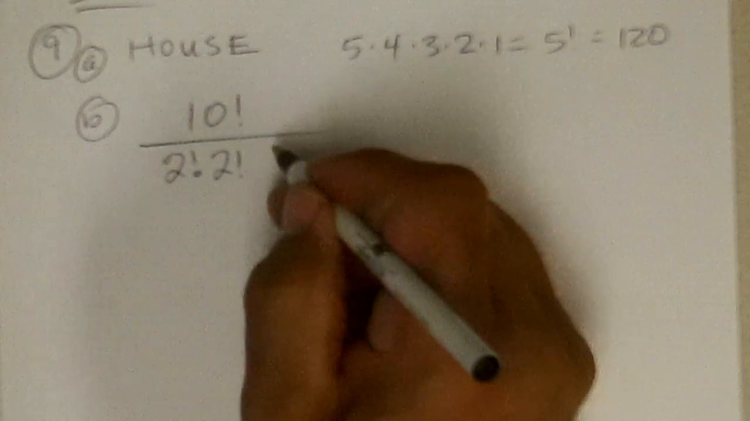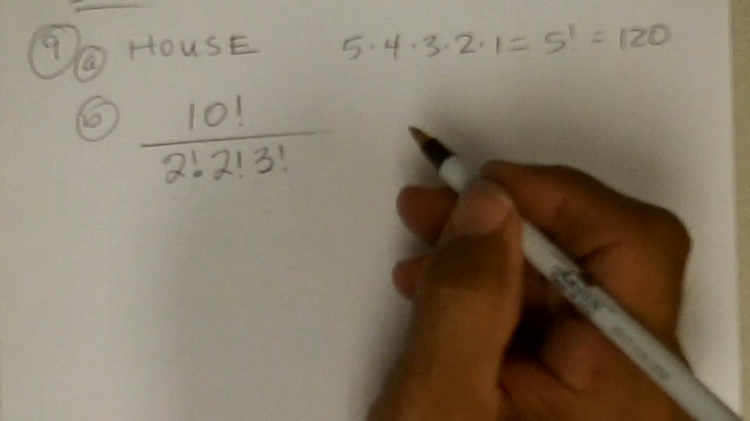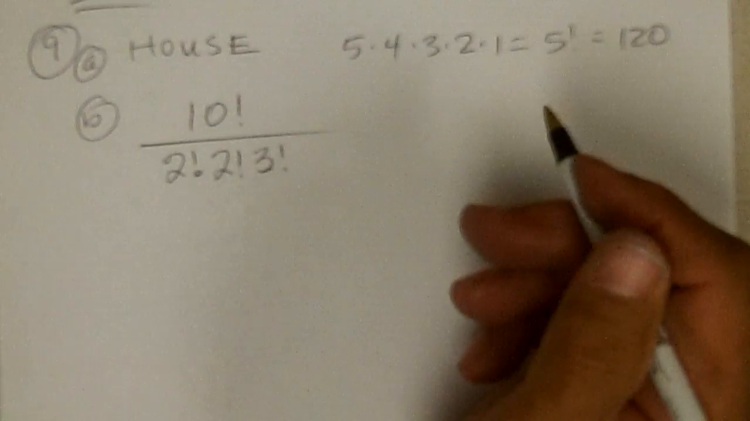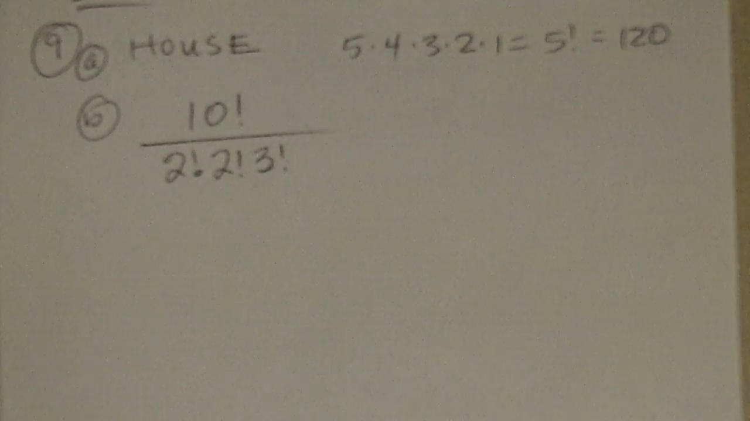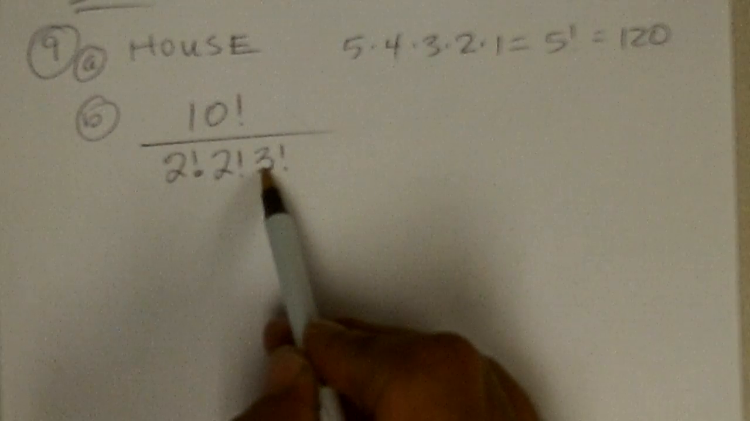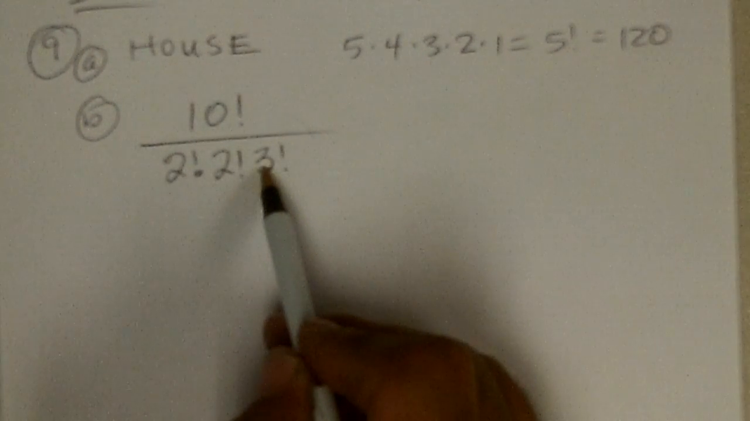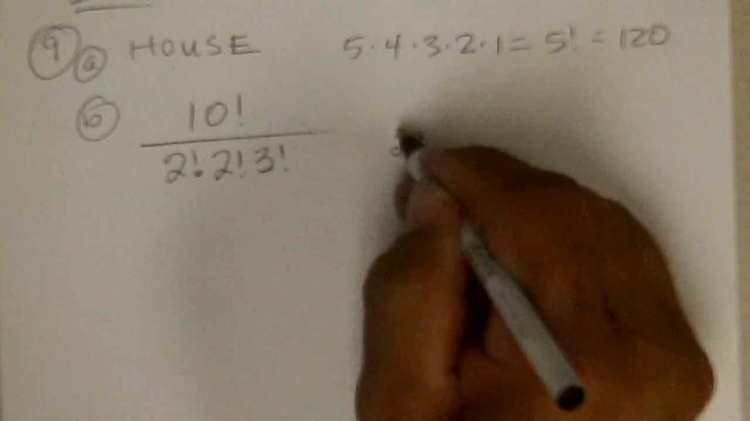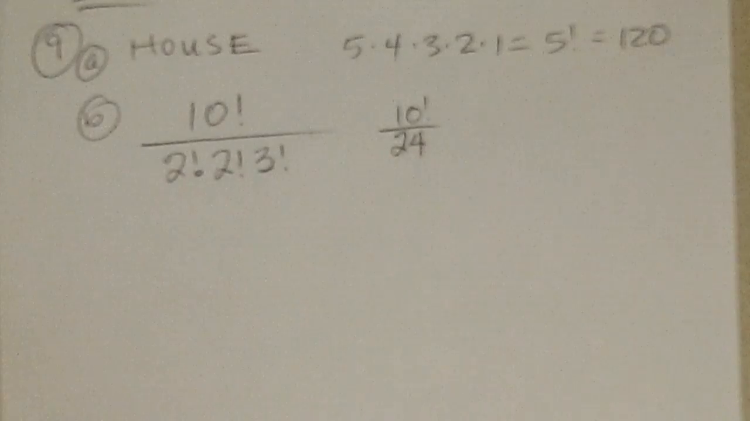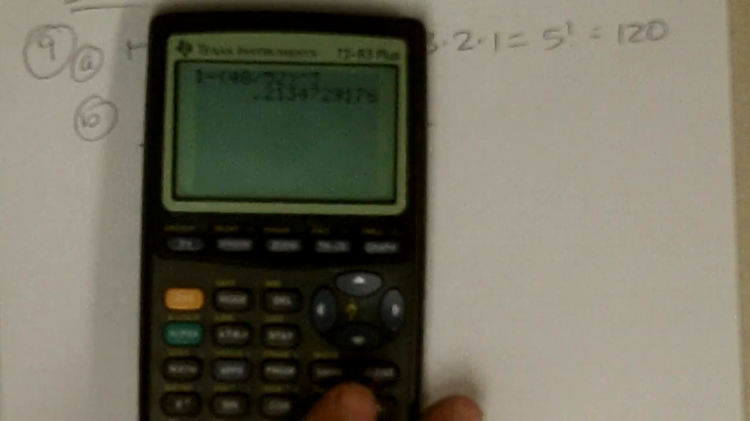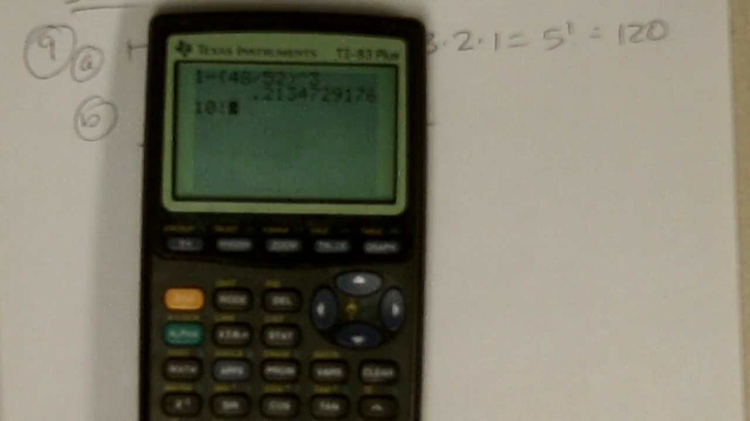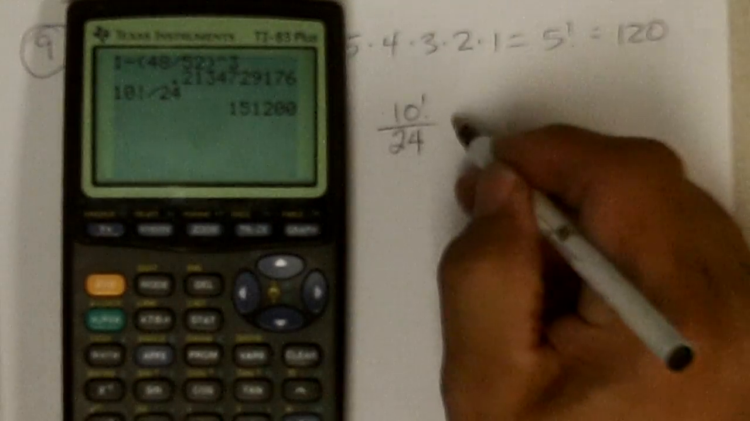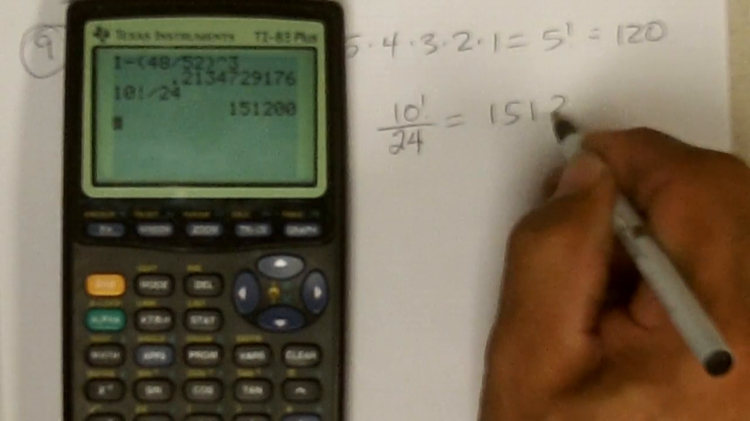There are 3 E's. There is only 1 P and 1 R. So you would have to work that out, and I presume that you can do that. This is 2, that's 2, that's 6. 2 times 2 is 4, times 6 is 24. So you've got 10 factorial divided by 24, which is 151,200.